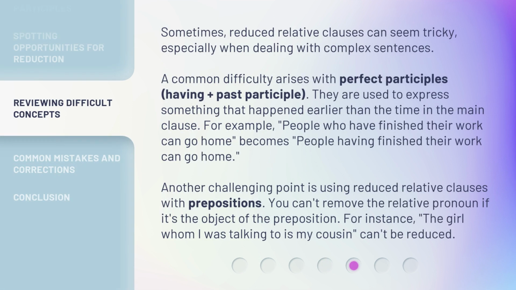Sometimes, reduced relative clauses can seem tricky, especially when dealing with complex sentences. A common difficulty arises with perfect participles, having plus past participle. They are used to express something that happened earlier than the time in the main clause. For example, "People who have finished their work can go home" becomes, "People having finished their work can go home."